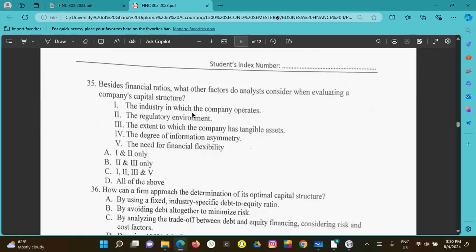if any analyst is considering to evaluate a company's capital, then the analyst will look at the industry in which the company operates, right, the regulatory environment, the extent to which the company has intangible assets, has tangible assets, the degree of information asymmetry, which is whether information is flowing freely or is being held by one party, and then the need for financial flexibility, right? So the answer for 35 is D.